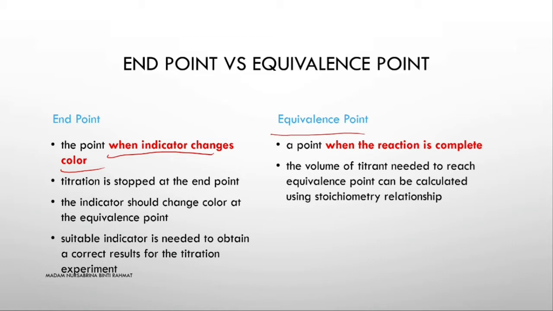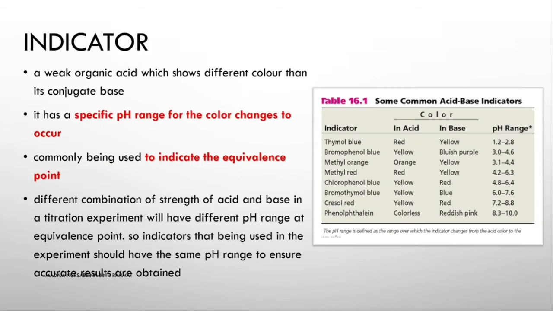the conical flask. So to know what the equivalence point is, it will involve calculation. The calculation is to work out the volume of the titrant that is needed to reach the equivalence point. Okay, right. So indicator. What is an indicator? An indicator is actually a weak acid which has different colors at different pH. When it exists as a weak acid, it will have one color, but when it exists as its conjugate base, it will have a different color.